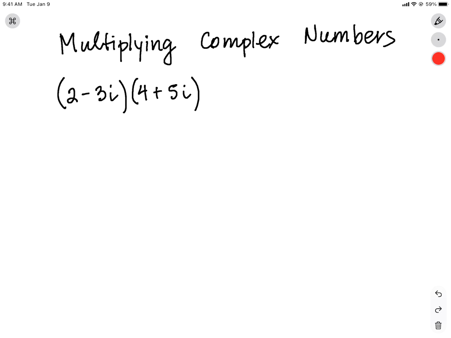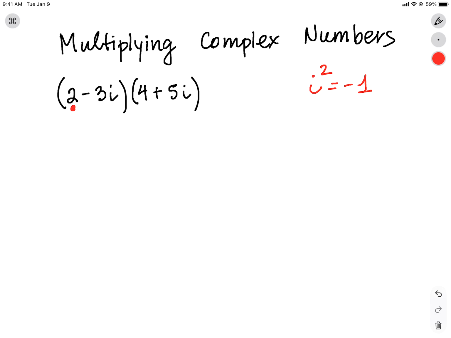Before I start showing you how to do it, I want you to remember that if you see the imaginary unit i being squared, this can and should be replaced with a -1. Let's start multiplying. To multiply these two complex numbers, you can use what we call FOIL, which stands for front, outer, inner, and last, or what I like to call double distributing.